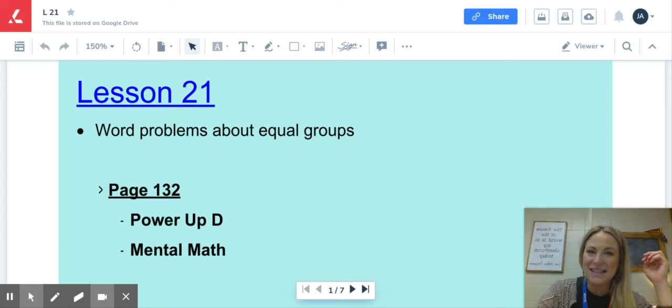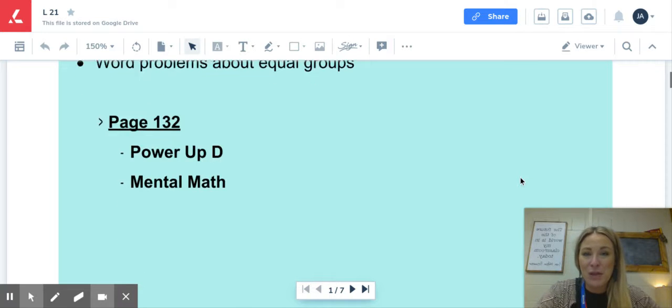Hey everyone, today's lesson is lesson 21 and it's word problems about equal groups. And with this, of course, we're going to really be talking about dividing, and then with that, its inverse operation, which is multiplying. Ways to think about word problems and really everyday math, things that you're doing in your everyday life that involve this type of math, whether your brain thinks about it as dividing or multiplying. We're going to kind of talk through that a little bit.